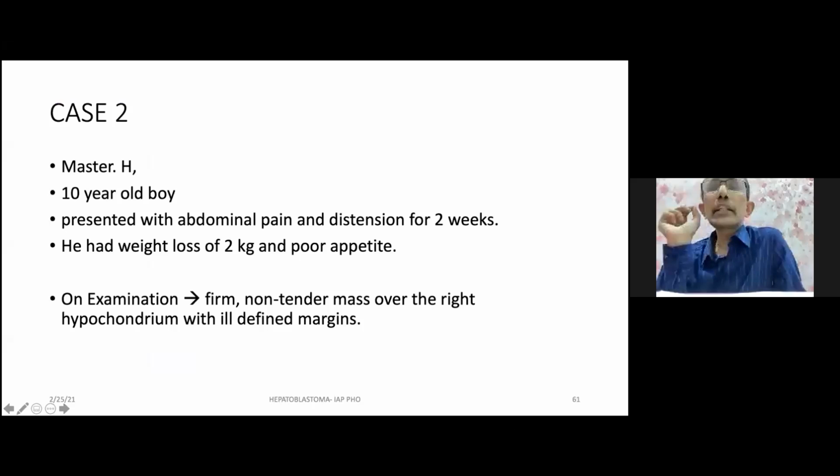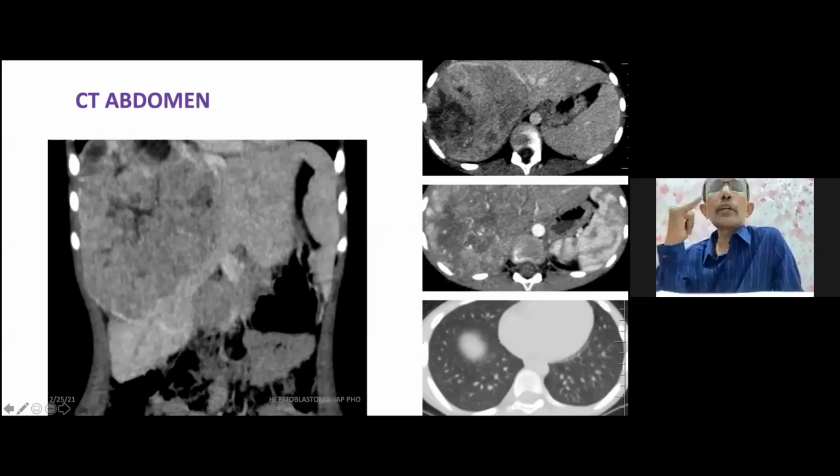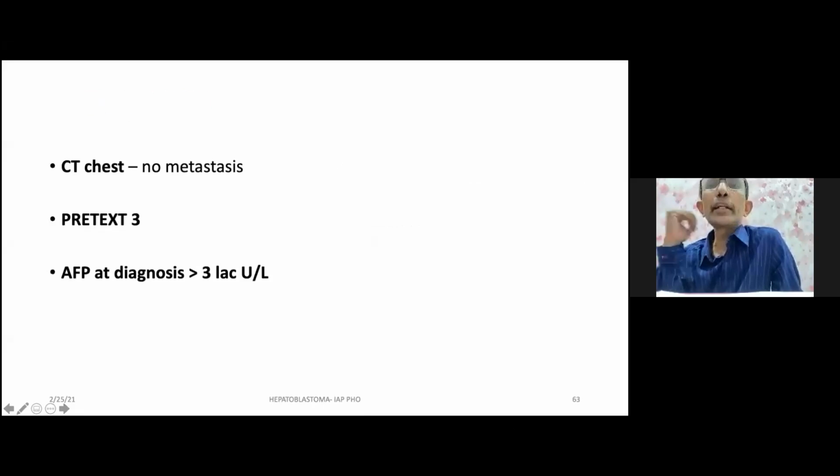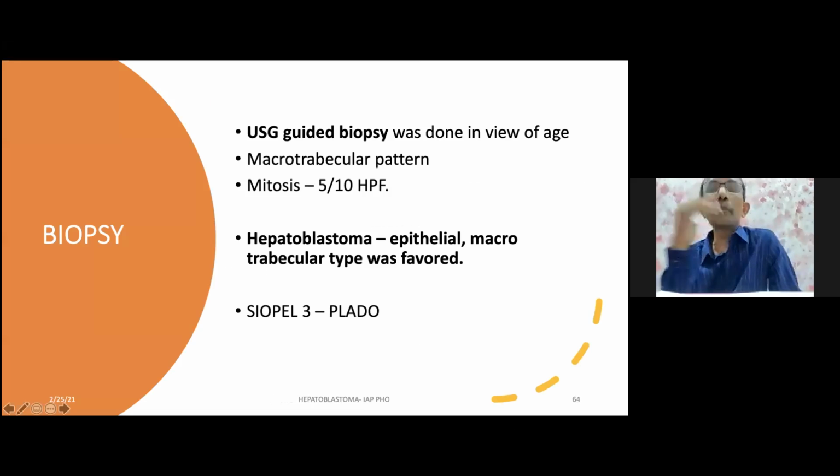Next case, we will just highlight only the salient points in the next 5 minutes so that everybody can leave after that. So this is a 10-year-old child. Next slide. The first point I told you, phone call, 10-year-old child, unlikely to be hepatoblastoma. That is what you should remember. Next slide. But it was hepatoblastoma with PRETEXT 3, CT chest no metastasis, AFP was normal. Next, AFP was very high. So we were not very doubtful because the pathologists were very confirmative of the hepatoblastoma diagnosis. Next slide. So we treated with the PLADO.